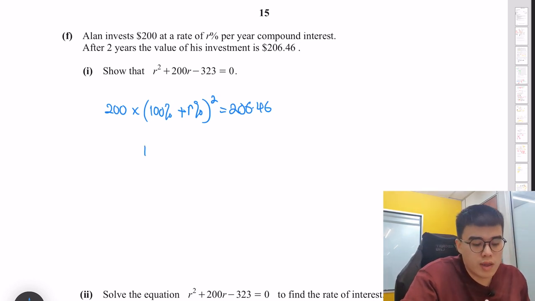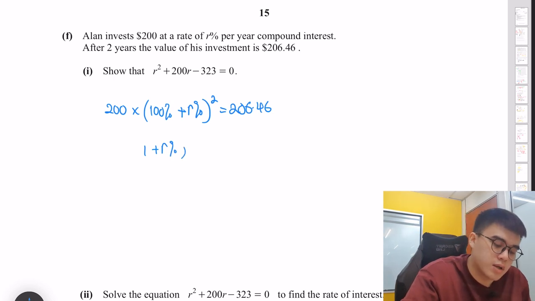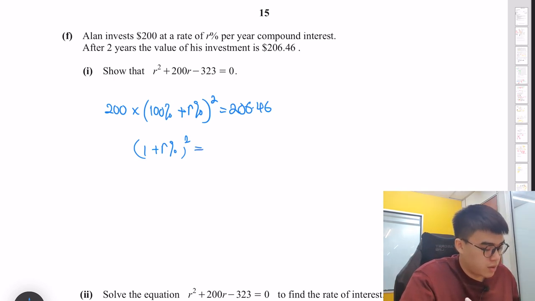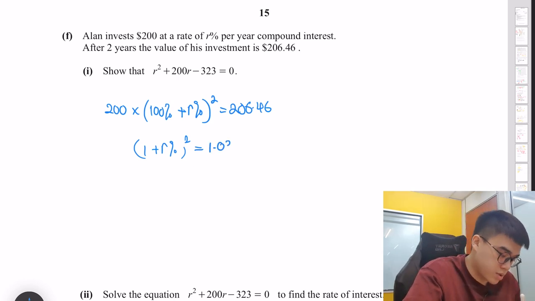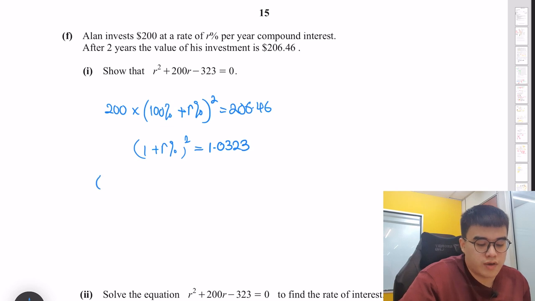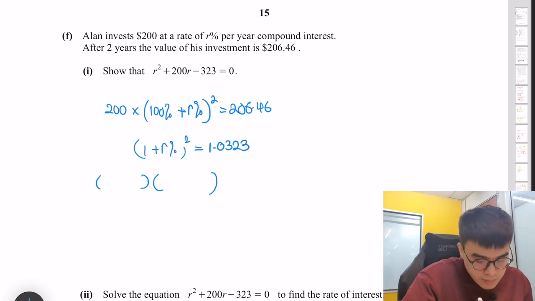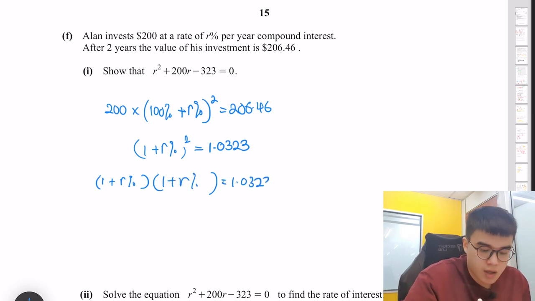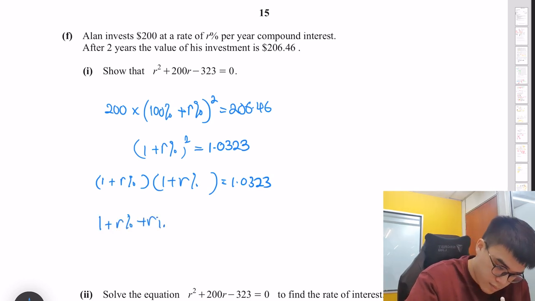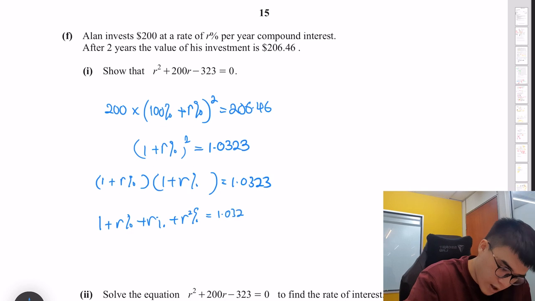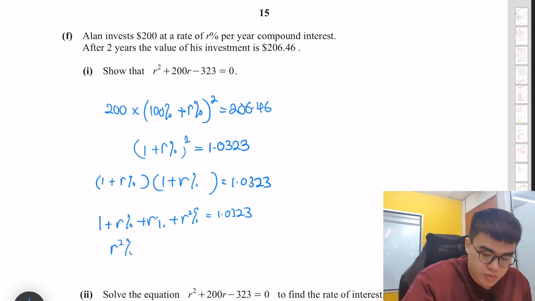Percent will be equal to 1. R percent, I remain unchanged first. Then we have the square, shift 200 away. So 206.46 divided by 200. So I further expand this. Multiply them up. Arrange everything according to plan.